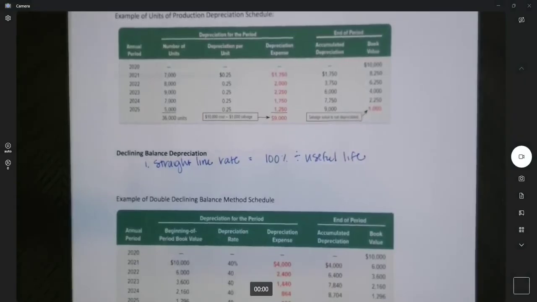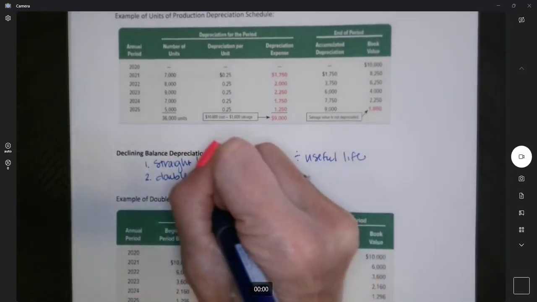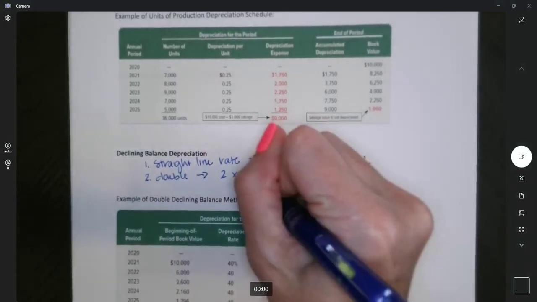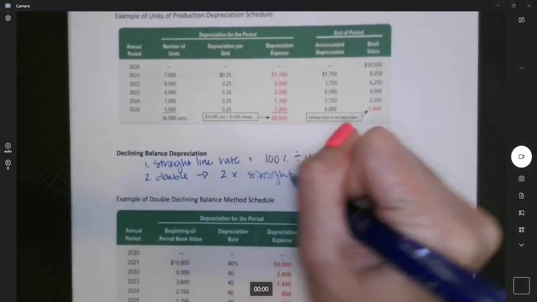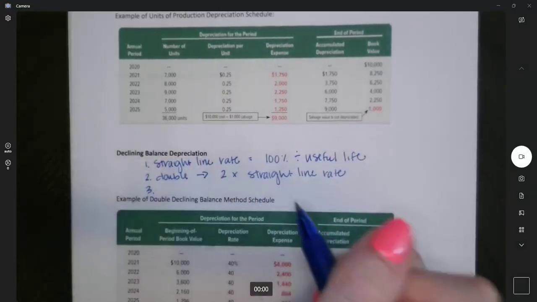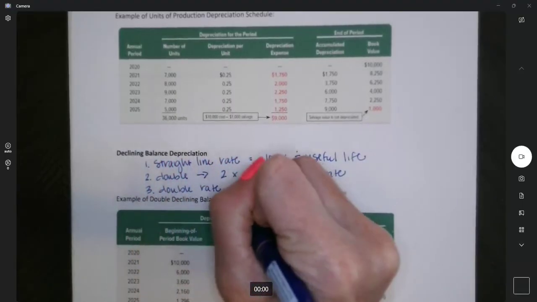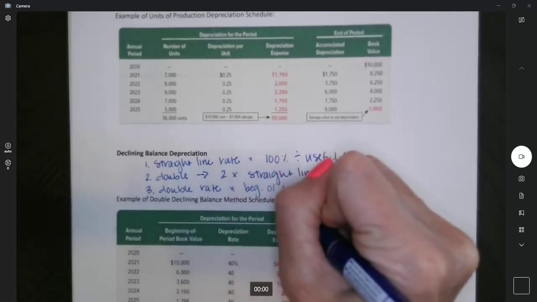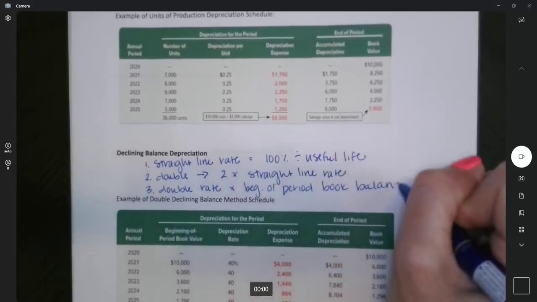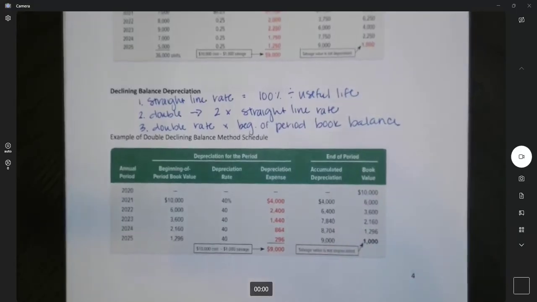Next up, in double declining balance rate, we would take 2 times that straight line rate. And then in step 3, we would take that rate times the beginning of the period book balance. And scooting this down, I'm going to focus that again a little bit.